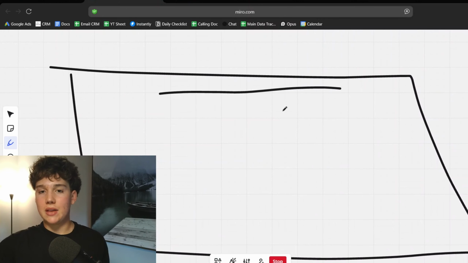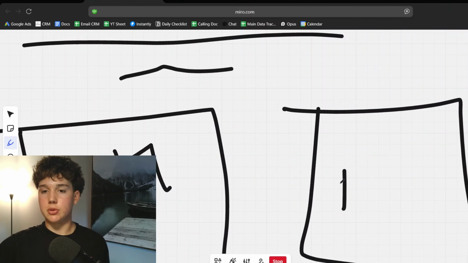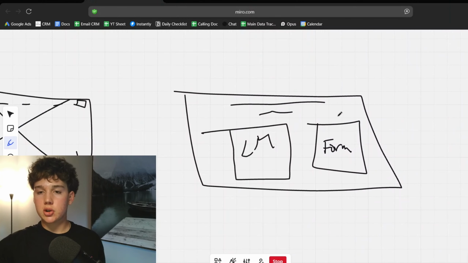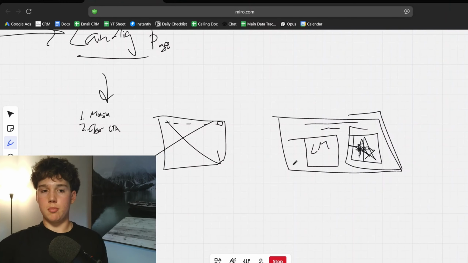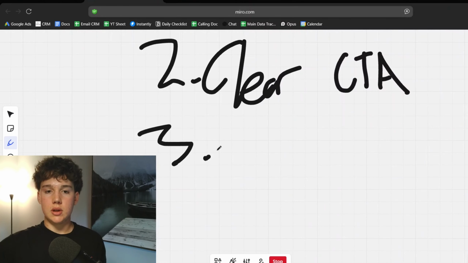What it should be is a headline and a sub headline right here. You should have a picture of your lead magnet right here, and then you should have the form to opt in. So this is the form, but you can see right when they go on the landing page, the clear step is all going to be on this form. This is the most important part of it. The form is the most important part. Make it super clear to the form, and then the last part as well is congruent.